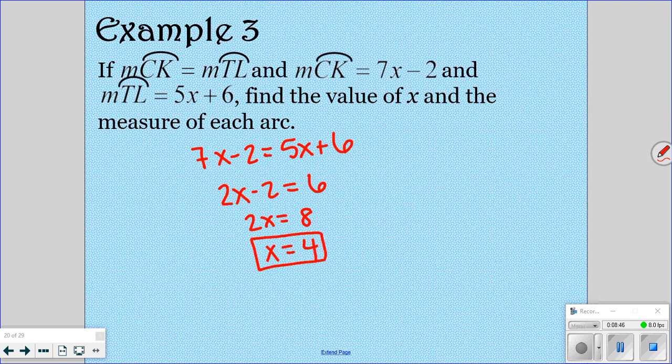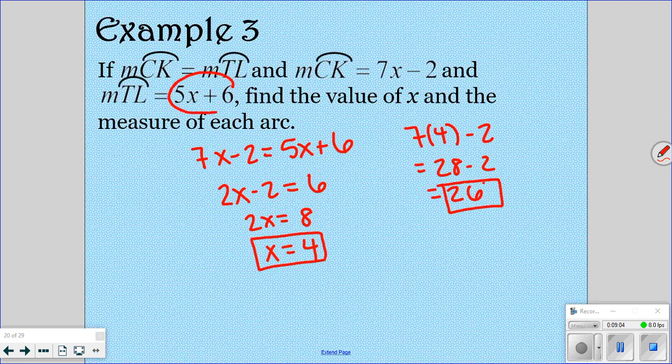And then you need to plug in to find your arc. So 7 times 4 minus 2 would be 28 minus 2, which is 26. So each arc has to be 26 degrees. If you want to check, you can plug it in over here. 20 plus 6 is 26. But since they're congruent, you shouldn't have to plug it into both.